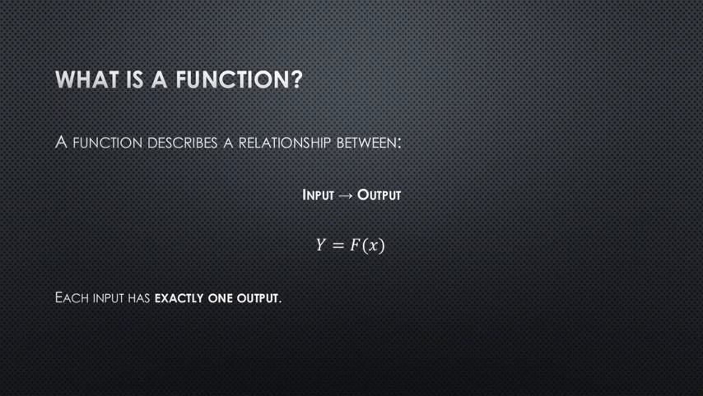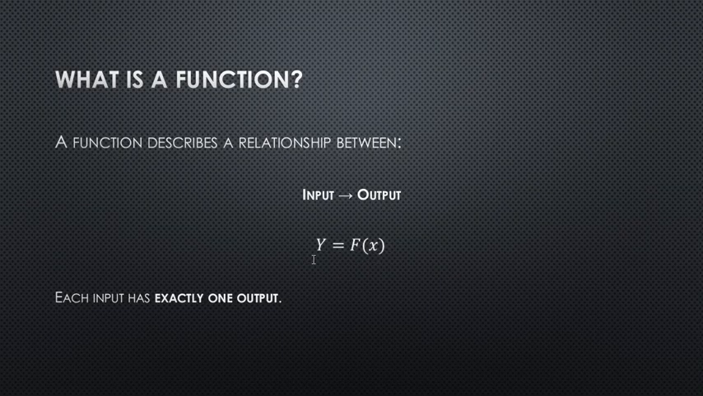A function is a mathematical relationship between an input and an output. We usually represent a function using the notation y equals f of x. Here, x represents the input and y represents the output. The most important rule is this. Each input must correspond to exactly one output.